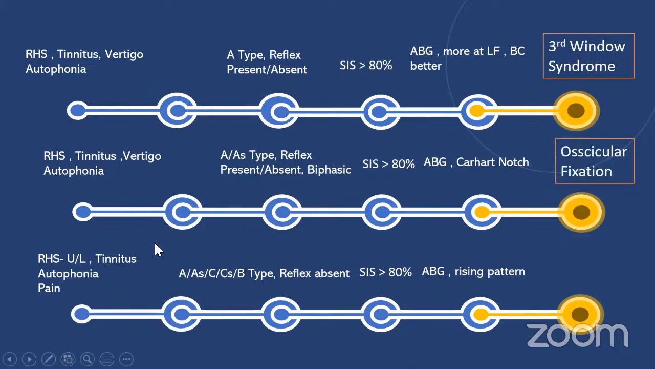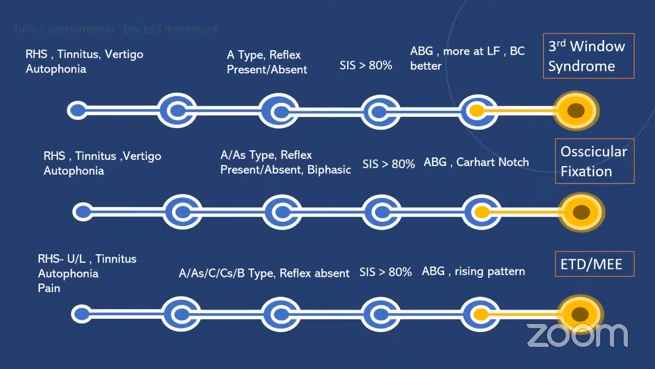The third case had a unilateral complaint of reduced hearing sensitivity, tinnitus, otophonia, accompanied by pain, had an A-type tympanogram, the reflexes were absent, and speech scores were good, had an ABG at lower frequency with a rising pattern of audiogram, and this was diagnosed as eustachian tube dysfunction, and later as middle ear effusion.